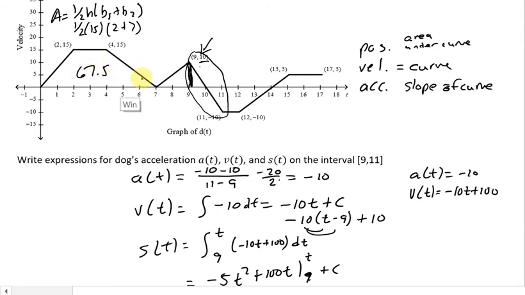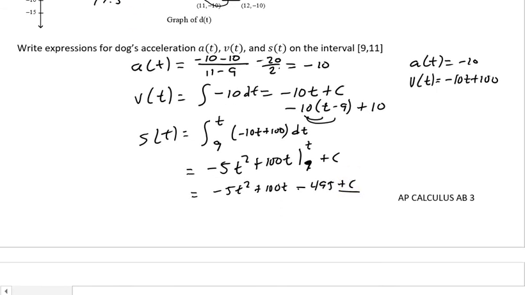And then this area, it's a triangle, 1/2 base, which is 2, so that cancels out. So just the height is 10, so this area is 10. So from here to there, the total distance that the guard dog traveled was 77.5. That is our C. So we're going to take that out. We're going to add negative 5t squared plus 100t minus 495 plus 77.5.